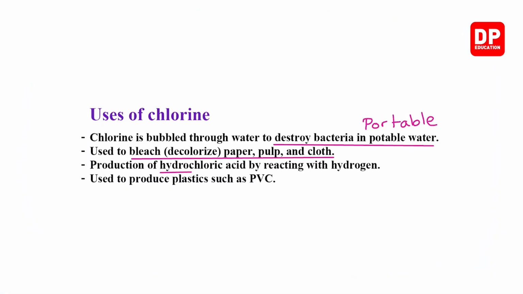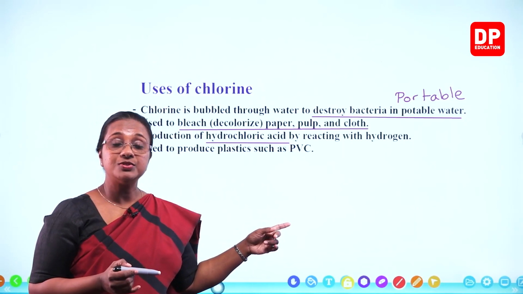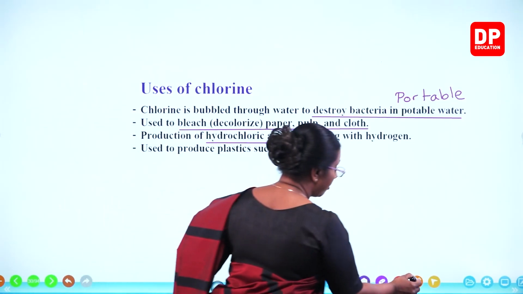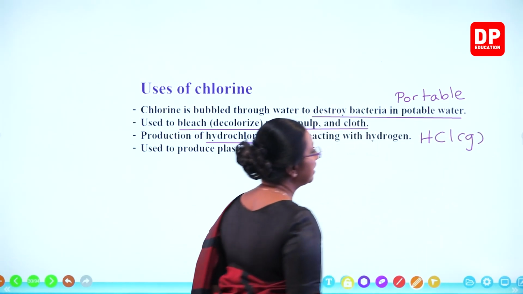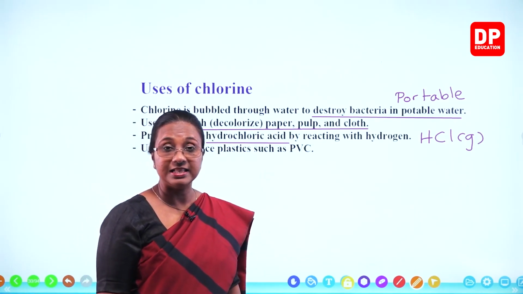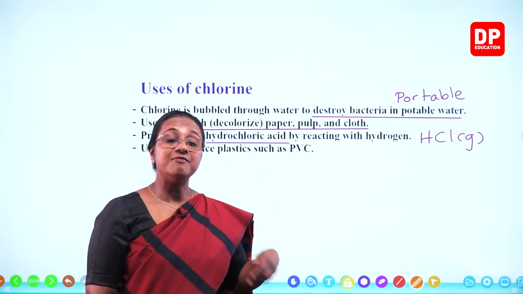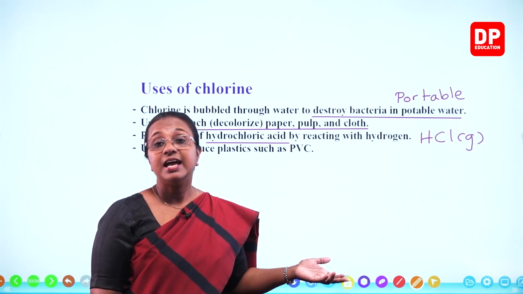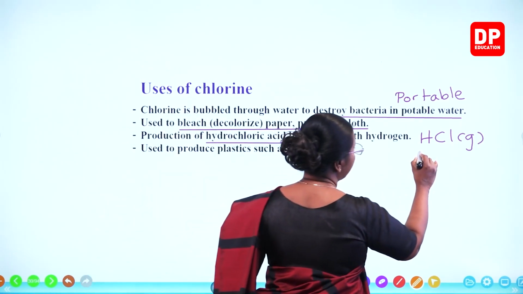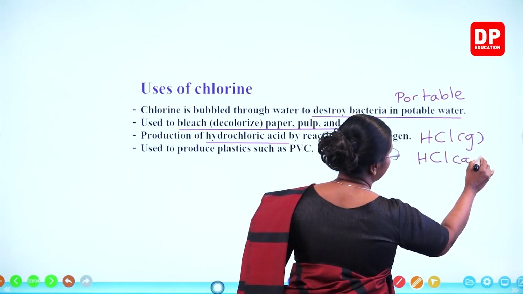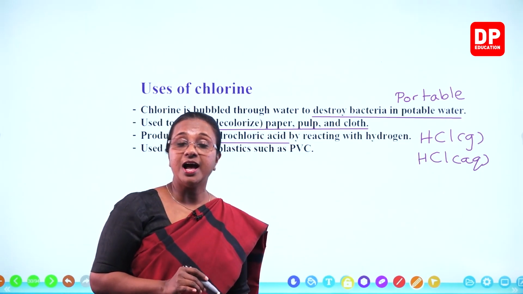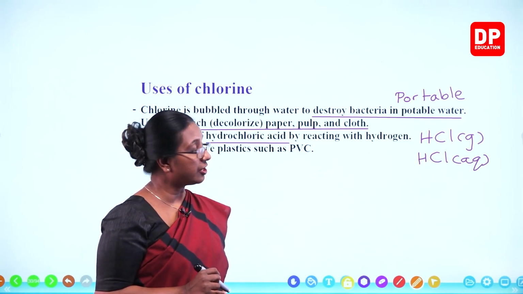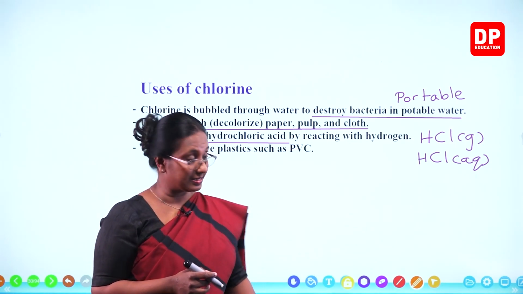Then, production of hydrochloric acid by reacting with hydrogen. Now, when you say hydrochloric acid, you know the chemical formula. HCl aqueous is the acid, but it is produced in the form of HCl gas, hydrogen chloride, and when it is dissolved in water, you get HCl aqueous, hydrochloric acid. So, to get that, chlorine needs to react with hydrogen gas. So, that is the manufacture of hydrochloric acid.